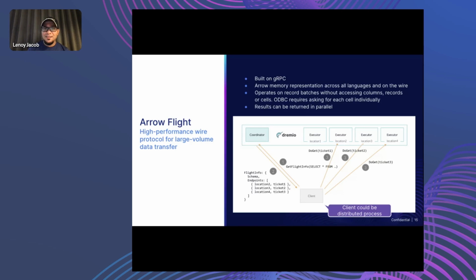Arrow Flight is a high performance way to transfer data. Since everything in Dremio is done using the Apache Arrow memory format, we can transfer those Arrow buffers directly to a client without converting into another format. And since it's built on gRPC, it's pretty fast. It's multi-threaded as opposed to something like ODBC or JDBC. And this is instrumental for many extraction use cases.